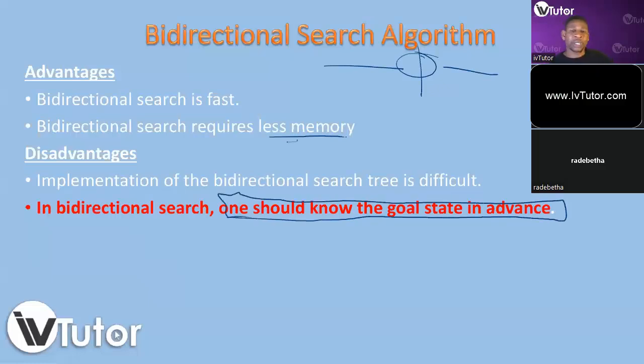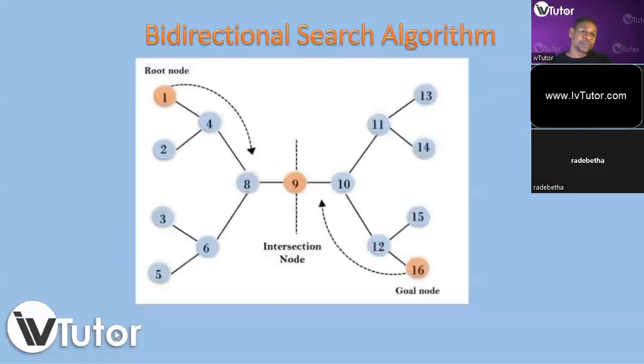Right. So all these are what we call uninformed search strategies, where the only information that you have is what you're provided. So this is the root node, this is the goal node. You start from there, you start from there. When you meet at the intersection, then you say you found your solution. Right. So any questions? No question. I understand it.